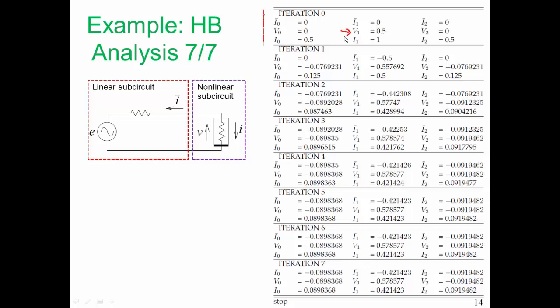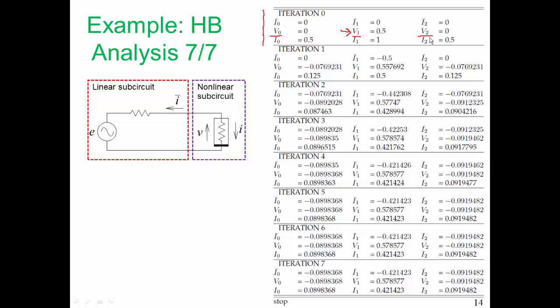The best I can do is to make a guess for the voltages at the interface. The only independent source here is E, which is set to 1 volt. So my initial guess for the DC voltage, V0, is 0. My initial guess for V1, well, I know that if I linearize the nonlinear circuit, it will look like just a 1 ohm resistor. So it's as though I have a voltage divider here. So my initial guess for V1 is 0.5. My initial guess for V2 is 0.